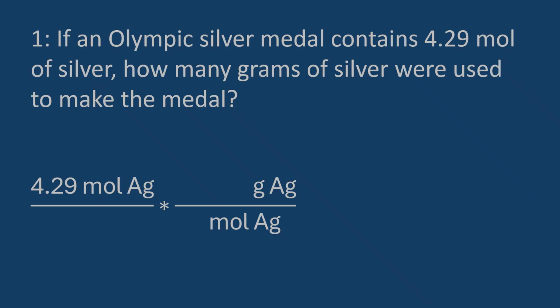Reviewing these units, it looks like we'll need silver's molar mass to complete this, as molar mass is a definition of the amount of mass present in a single mole of the compound. Finding Ag on the periodic table, you'll see that the molar mass is 107.87 grams per mole.